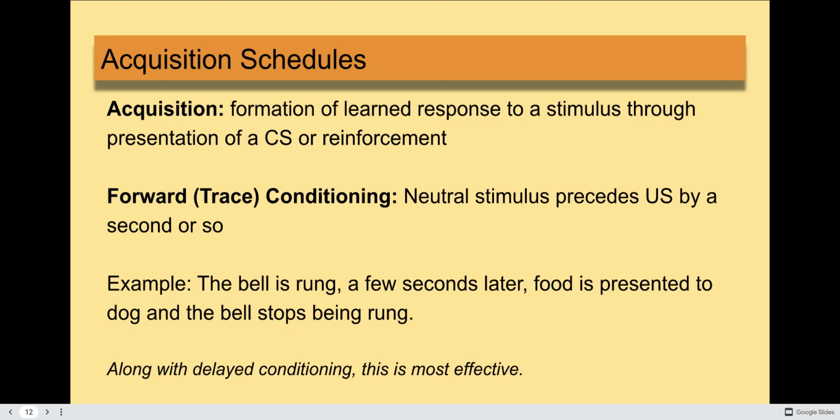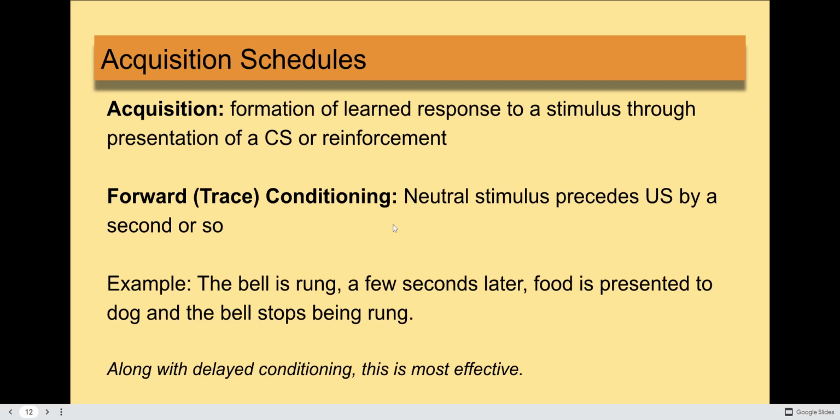So if we look at acquisition, we could, as Pavlov did, present a neutral stimulus like a bell before you bring out the unconditioned stimulus, the food. And you do so by just a second or so, and that's called forward or trace conditioning. Ring a bell, a few seconds later, food is presented to the dog and the bell stops being rung. Okay, so this is a very effective way to get somebody to acquire a conditioned response.